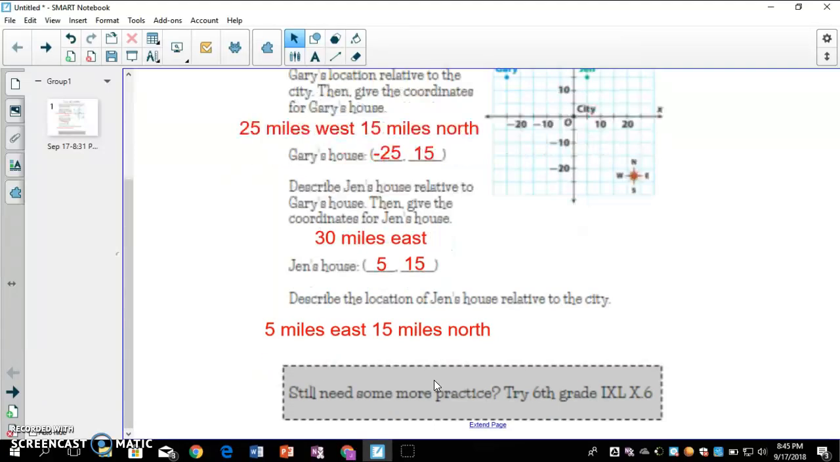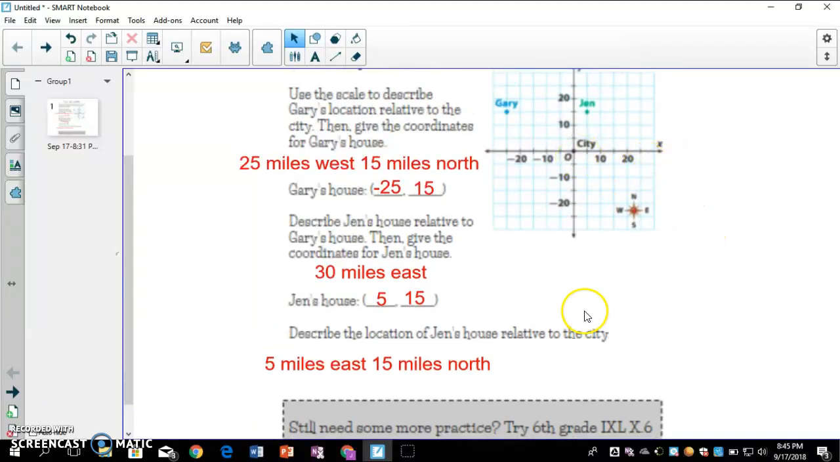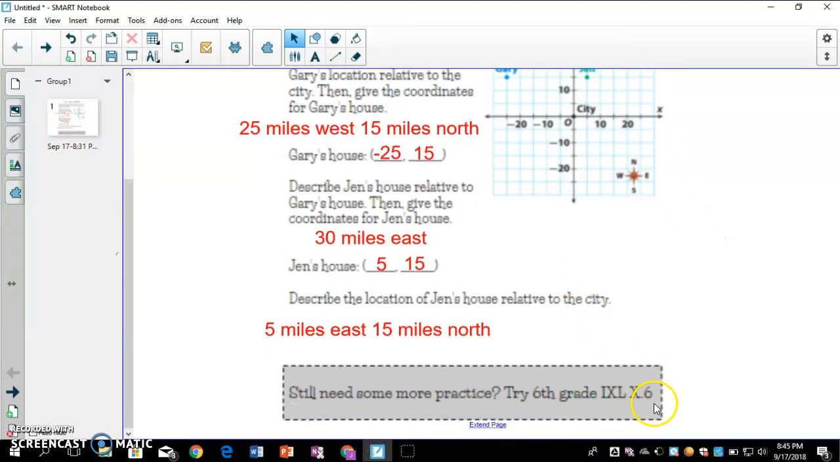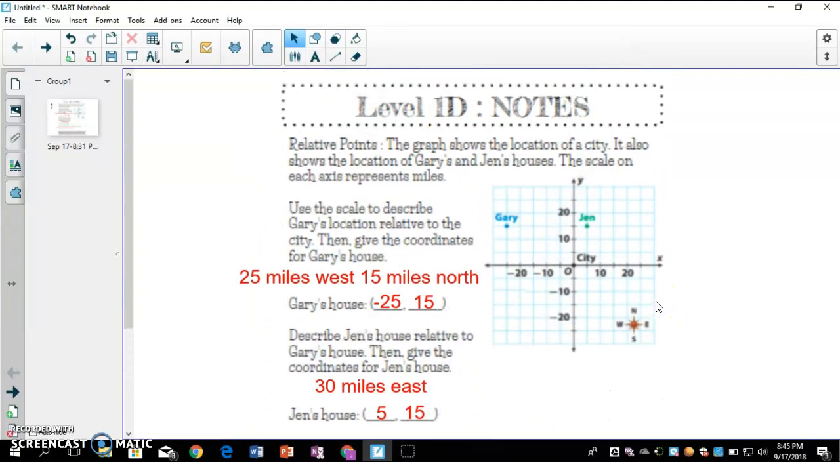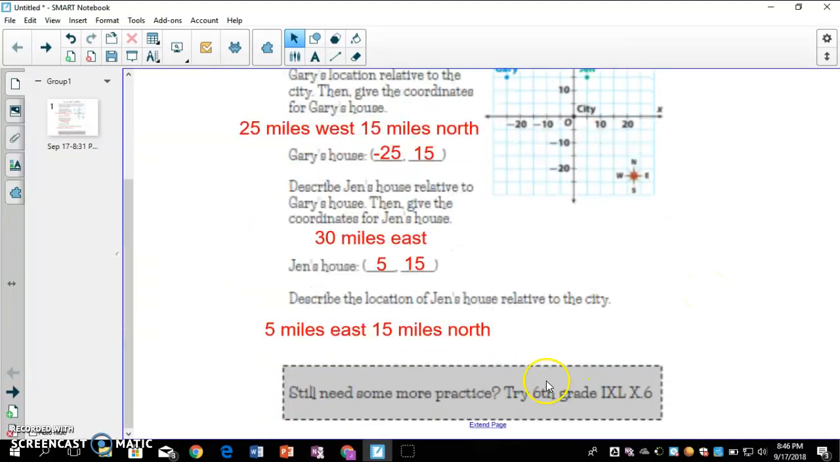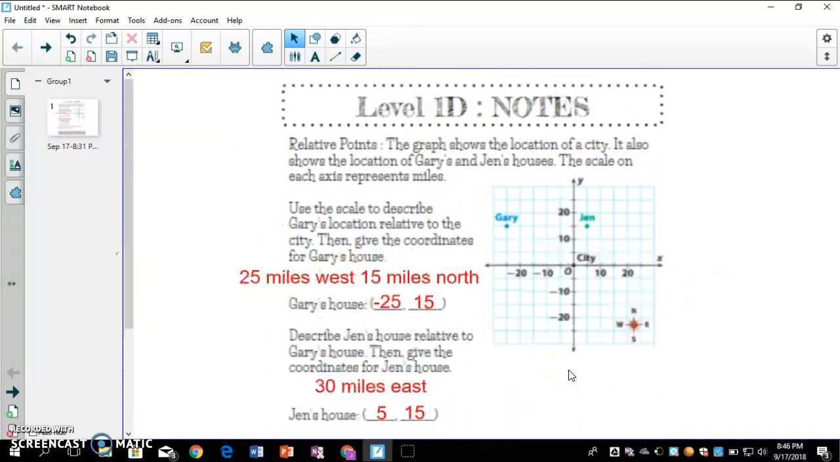If you need a little bit more practice with these relative points because you're unsure about which direction to go or what to count by, then you can use this IXL here to practice. If you completely got this, and maybe look at your pre-assessment to see what score you got, then maybe you don't need extra practice and you can skip this. But these were your notes, and feel free to practice extra if you need it.